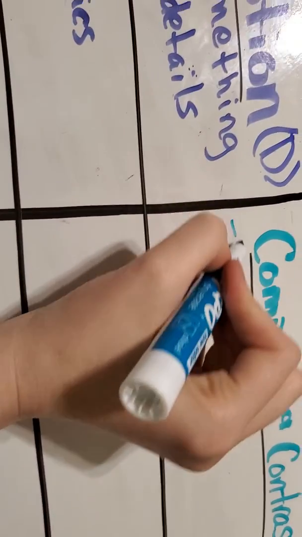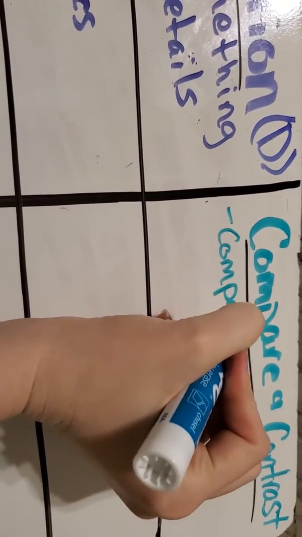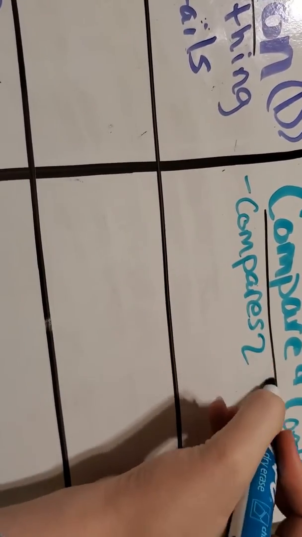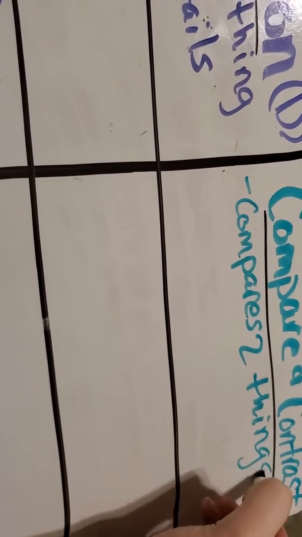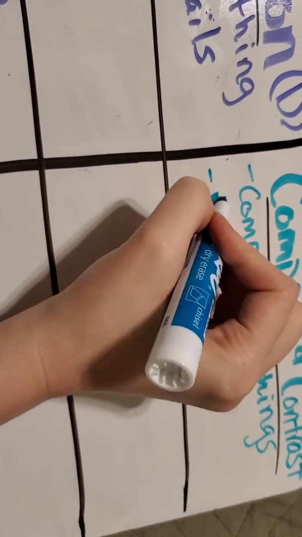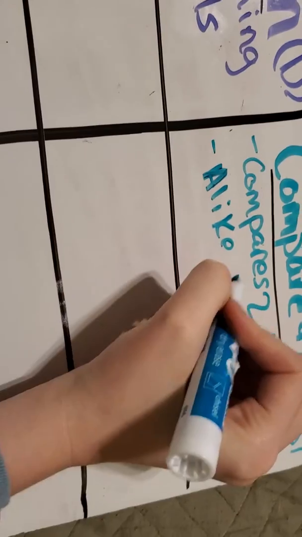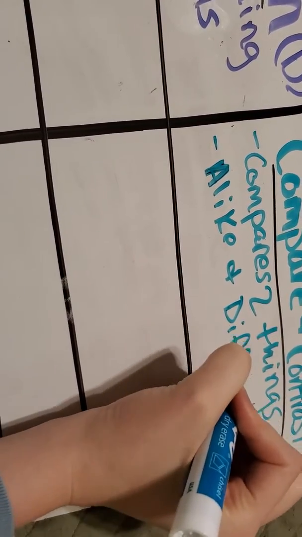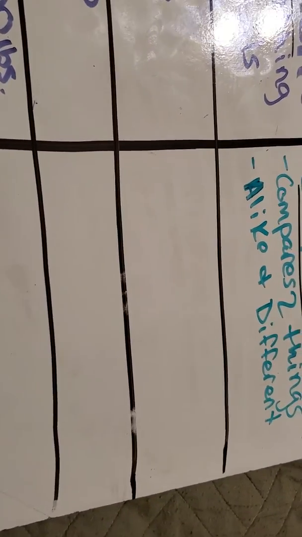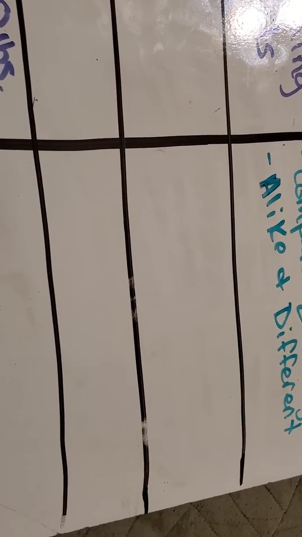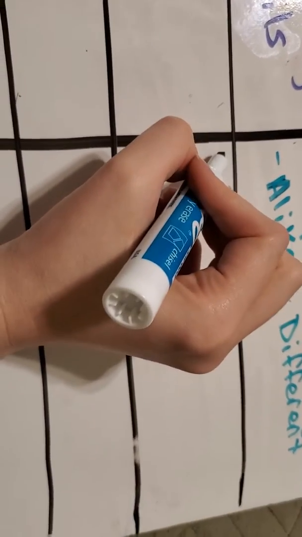Compare and contrast. So for compare and contrast, you're comparing two things. It compares two things, how they are alike and different. So your clues would be if it's talking about two things, it's compare and contrast.